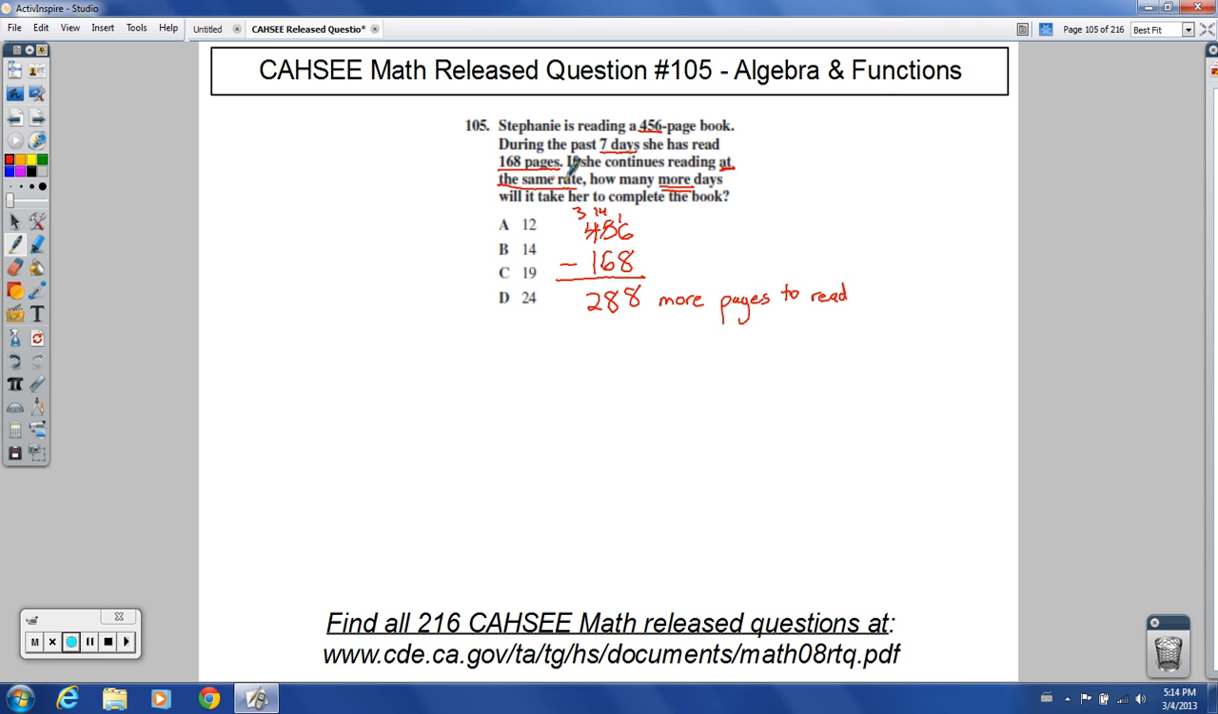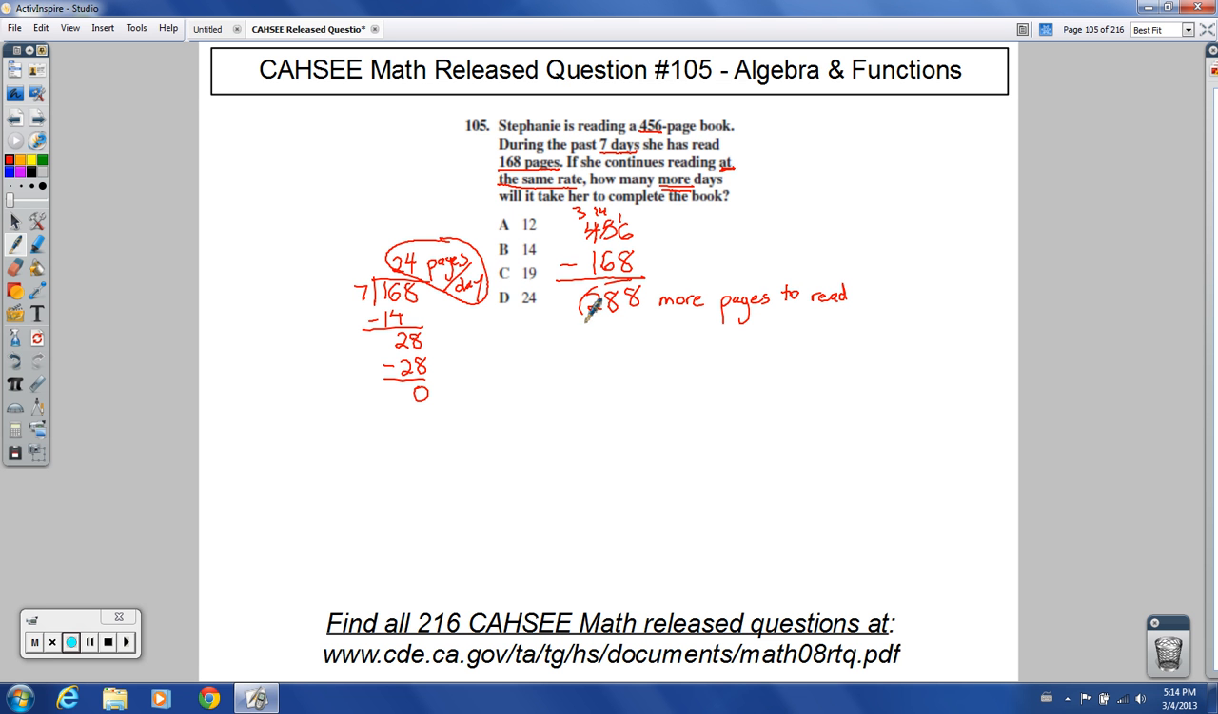And it's at the same rate. So what rate was she reading at in the first place? 168 divided by 7 will tell us. So 7 into 16, that goes into there 2 whole times. And you got a 2 left over. This would be a 4 right there. 4 times 7, 28. So this is 24 pages per day. That is the rate at which she was reading before.